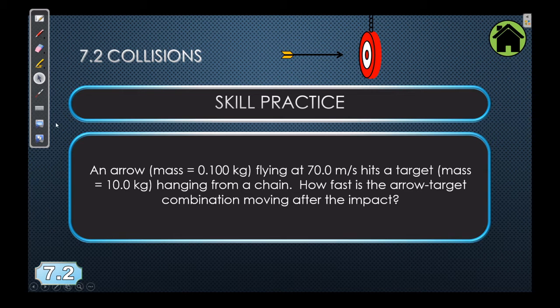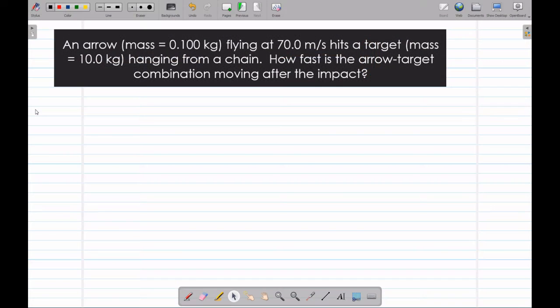So let's take a look at this skill practice question. An arrow with a mass of 0.100 kilograms flying at 70 meters per second hits a target with a mass of 10 kilograms hanging from a chain. How fast is the arrow-target combination moving after the impact?